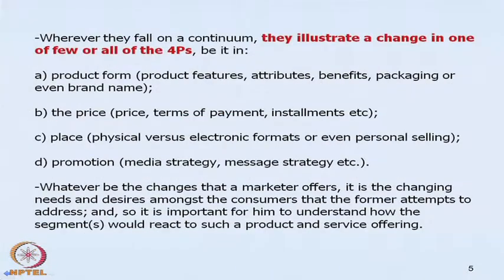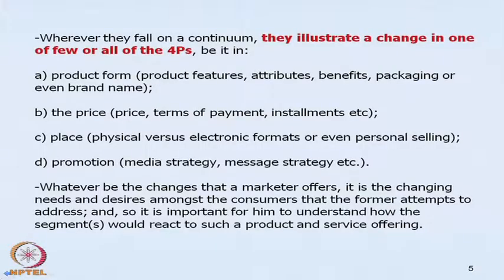So, whatever form of change or newness comes about basically falls into the purview of what we call an innovation, and the products and services are referred to as innovative products or services. Now, wherever they fall on a continuum, be it a marginal change, a substantial change, a radical change, a slight modification or a new product in entirety, it would involve a change in one and all of the 4 Ps. It could be a change in the product where the basic form of the product may change, the features may change, the attributes may change, the packaging may change, the benefits may change, or even the brand name may change.